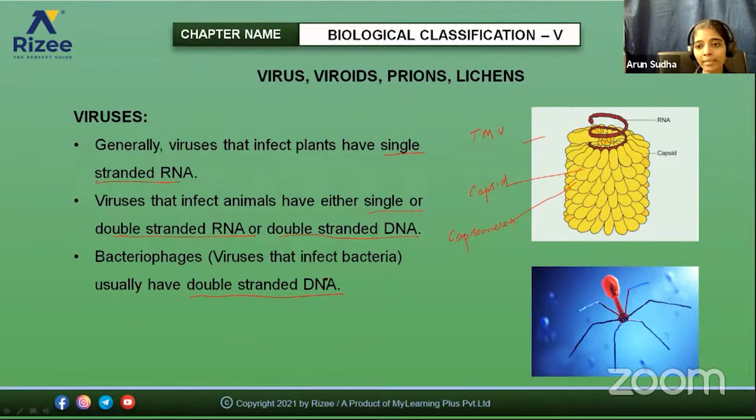So we have to be clear on this. Many questions may come on this: for viruses that infect plants, what type of nucleic acid will be present? We have to be clear that it is single-stranded RNA. And for bacteriophages, the viruses that infect bacteria, what type of nucleic acid could we have? Usually they have double-stranded DNA. So you have to be clear about the type of nucleic acid that is present.